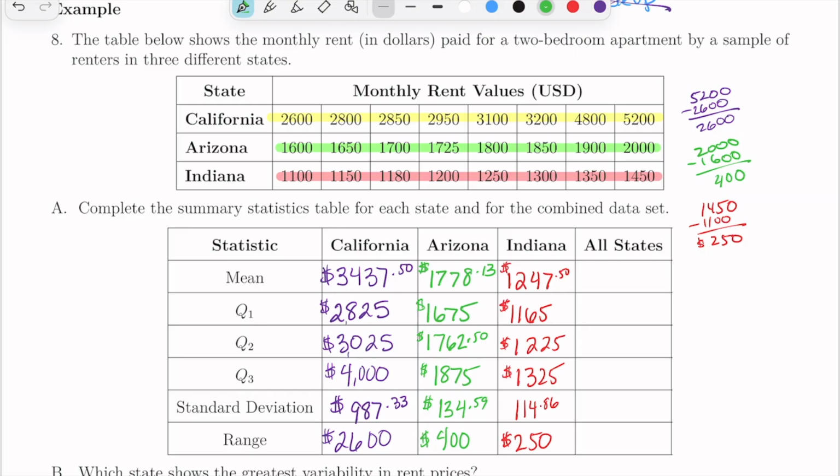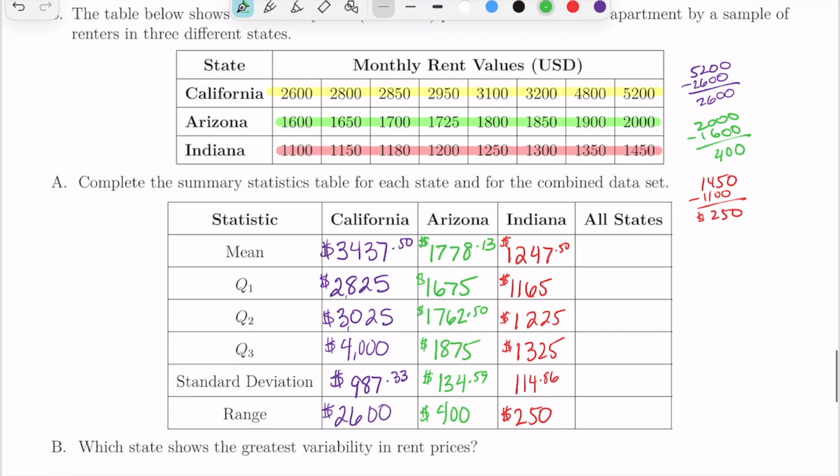There we go. Now we have each individual state. Lastly, to do all the states, unfortunately, you actually have to type all of this in. Okay, so let me get that all situated.